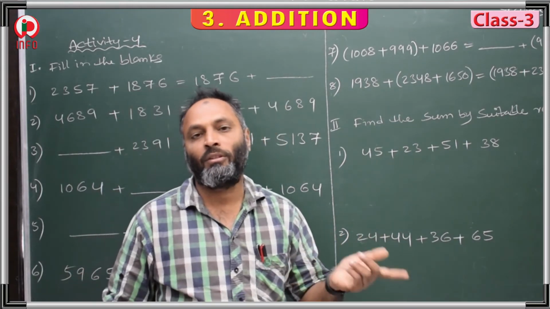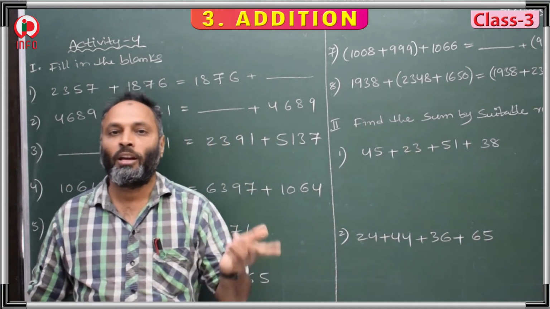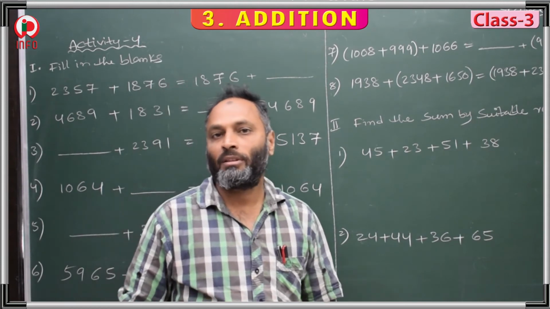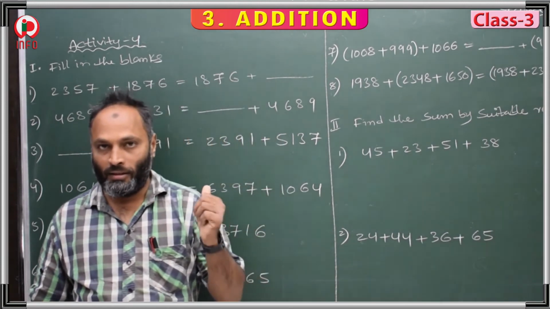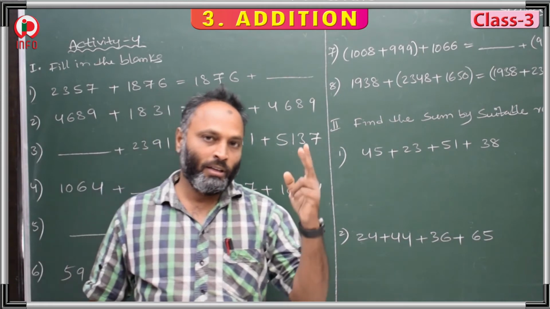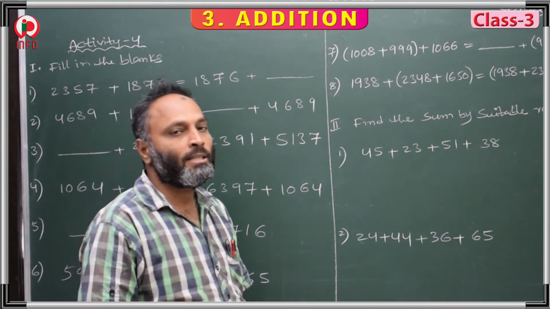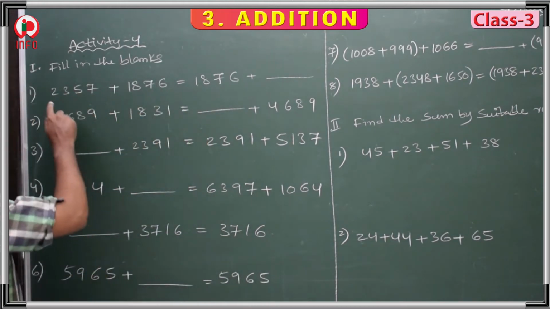How does the order change? If the first addend and second addend change places, the answer will remain the same. We discussed that ordering is commutative, grouping is associative, and there is addition with 0. These 3 rules we discuss here.